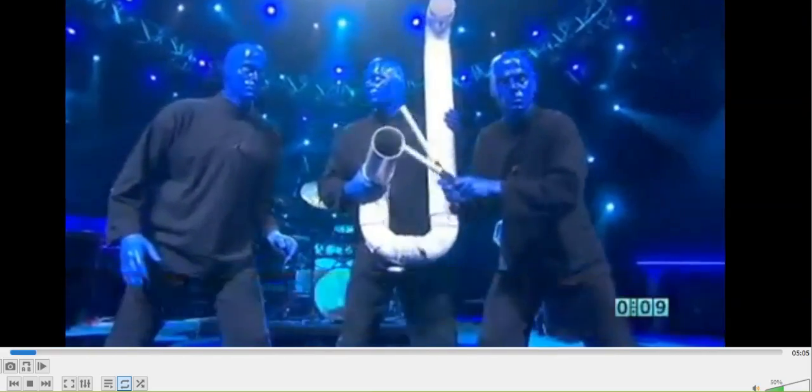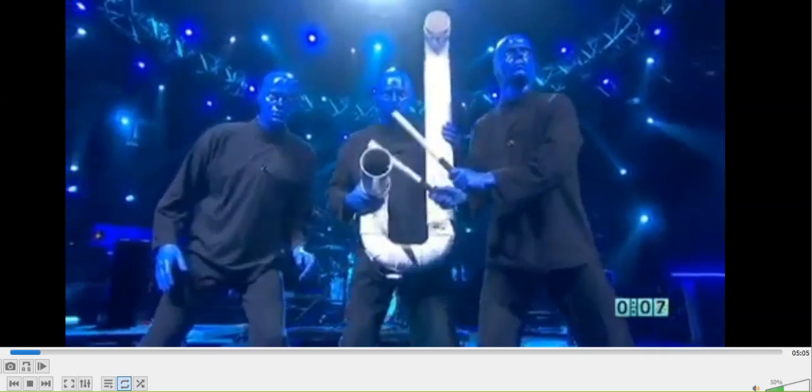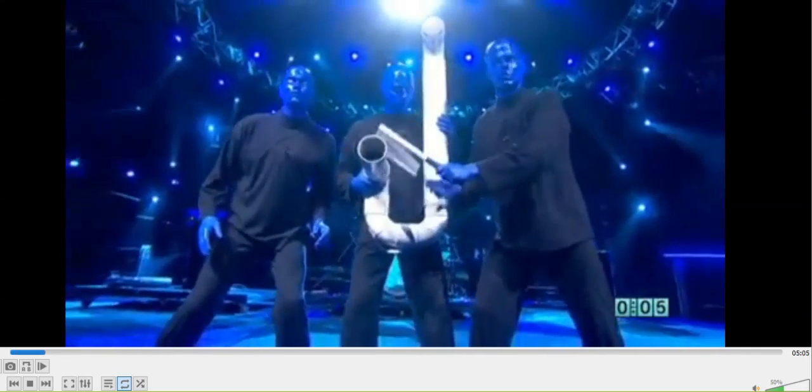So they're just hitting this instrument. Air is able to escape out this hole and this hole. And depending on the length of the instrument, you're going to hear slightly different frequencies.